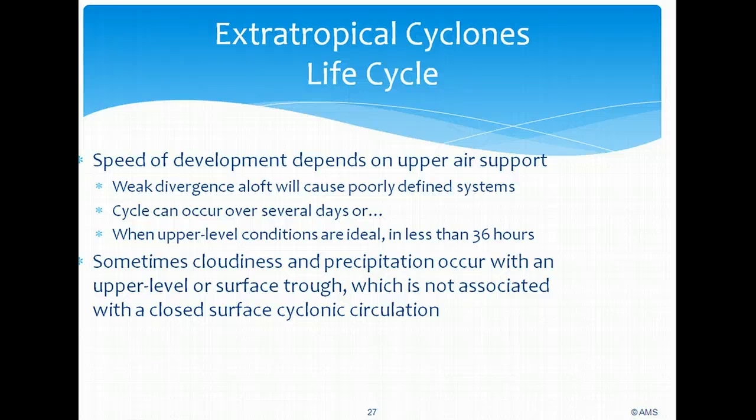The cyclone life cycle, which was just described, may occur over many days, or it may be completed in a day or so. If upper air support is less favorable, the storm may spend a longer time in any one of these earlier stages and even weaken temporarily, and basically still become fully occluded. Sometimes cyclones develop with meager upper air support, that is, weak divergence aloft, and are poorly defined. At other times, widespread cloudiness and precipitation are linked to an upper air or surface trough with no cyclonic circulation at the surface.